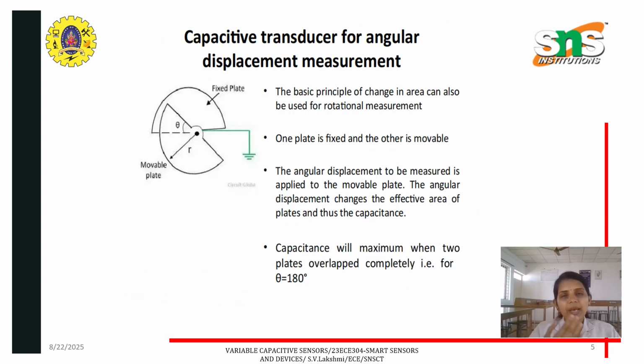And then the next is the capacitive transducer for angular displacement measurement. The basic principle of change in area can be used for rotational measurement. One is the fixed plate and the other one is the movable plate. In the previous case we discussed linear displacement, and in this case we are considering angular displacement. We are using rotary motion here, and this is mainly used for rotational measurement. Here the capacitance will be maximum when the two plates overlap completely, that is at about 180 degrees.